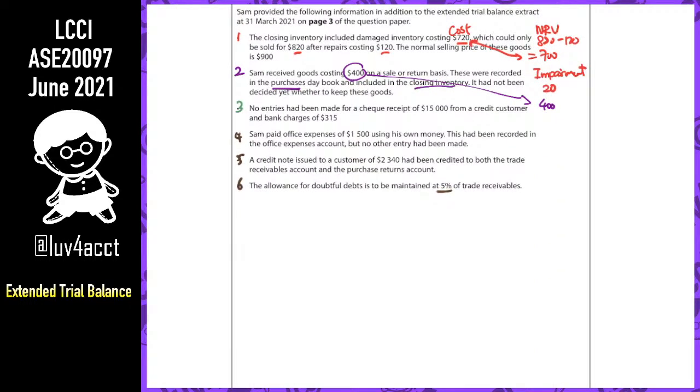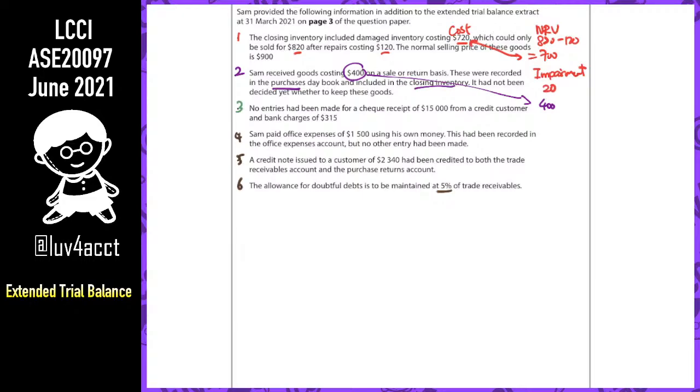Sam paid office expenses of 1500 using his own money. This had been recorded in the office expense account. No other entry had been made. So this is a negative drawings. Usually when the company's account pays for personal expenses, it is drawings. You put it in drawings and reduce the amount.